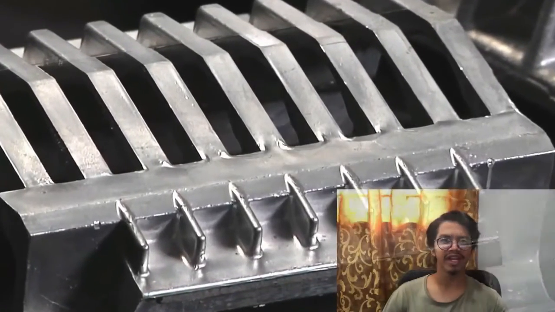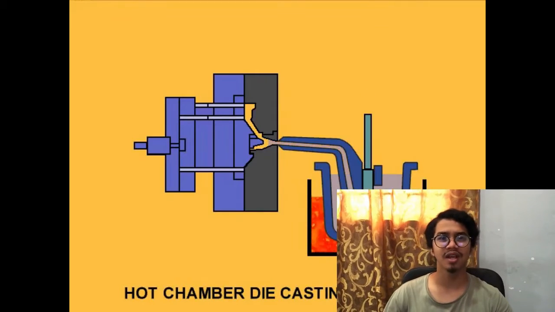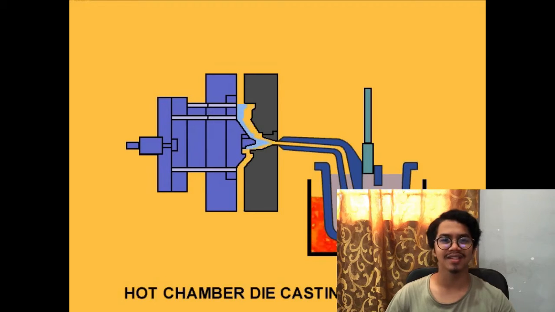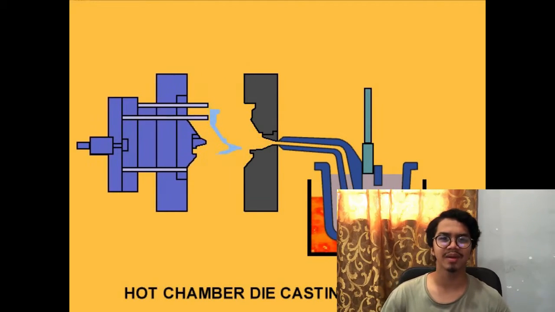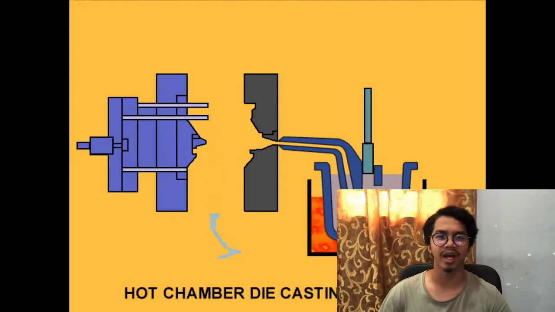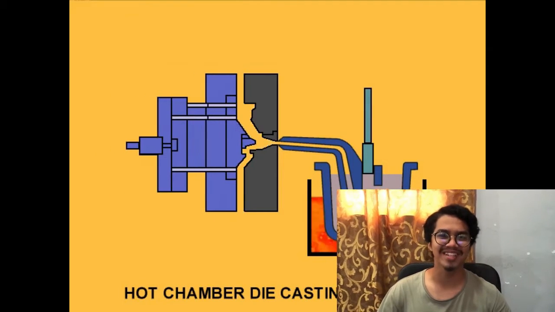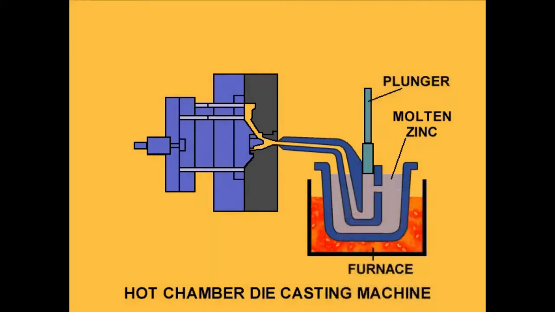Okay, move to the next topic. There are two basic types of die casting machine, which is hot chamber machine and cold chamber machines. Hot chamber die casting, also known as gooseneck machines, rely upon a pool of molten metal to feed the die. At the beginning of the cycle, the piston of the machine is retracted, which allows the molten metal to fill the gooseneck.